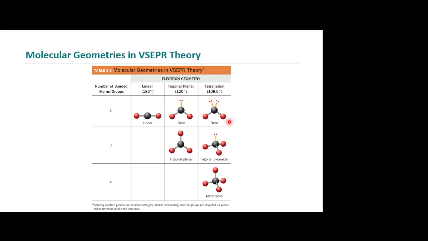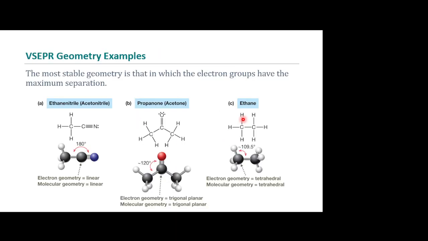What do you say about double and triple bonds? They're 1 electron group. So let's say this was a double bond right here. It doesn't matter. That's 1 electron group. You end up with the same sort of thing. Here are some different examples. For example, here we have a triple bond, and this is 1 electron group. This is another electron group, which is the single bond. So around this, it is going to be linear.